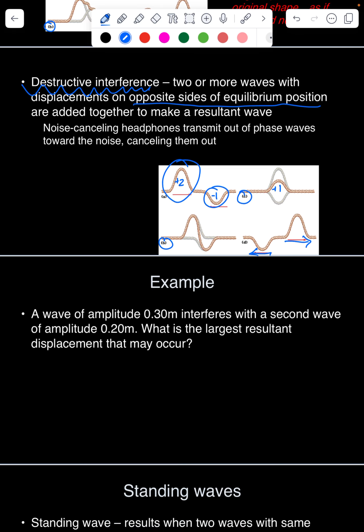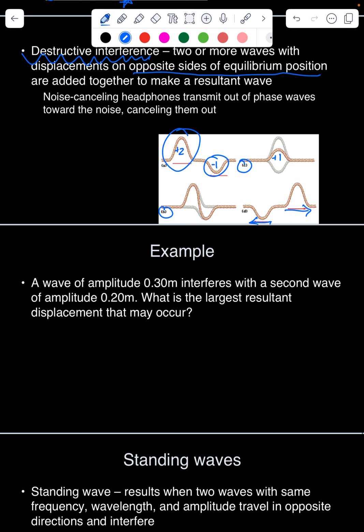All right, so say we have a wave of amplitude 0.3 that interferes with a second wave of amplitude 0.2. I want to know what is the largest resultant displacement that can occur. If we're looking for the largest resultant, that means they are going to be constructive interference. They're going to be on the same side of the equilibrium.